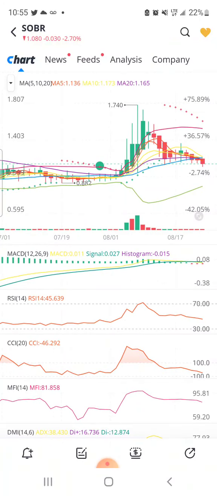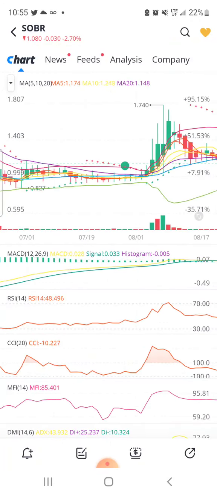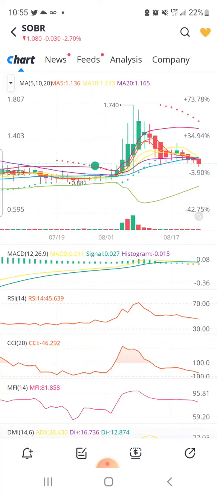It was a pretty clear trade overall because the range was so tight. Once it broke out, it was a clear breakout trade.